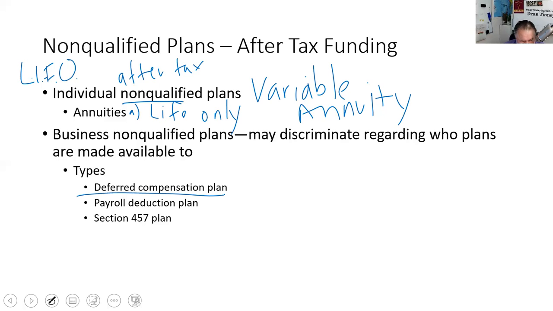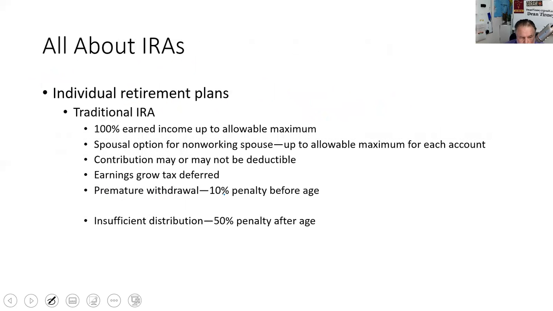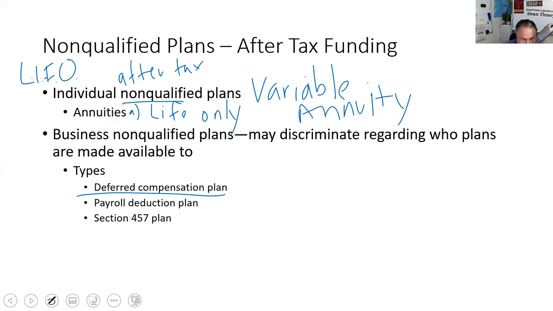Payroll deduction plans, Section 457s are for public employees. Policemen, firefighters, a lot of these people have 457s available. I can't imagine I get any questions on those. I haven't had anybody tell me they've ever seen anything out of 457 or deferred comp. But if you do, let me know.